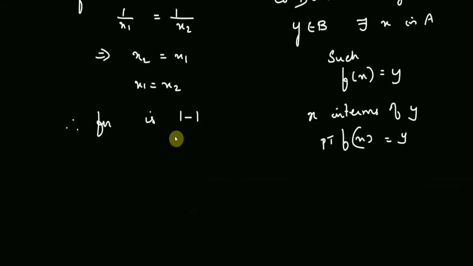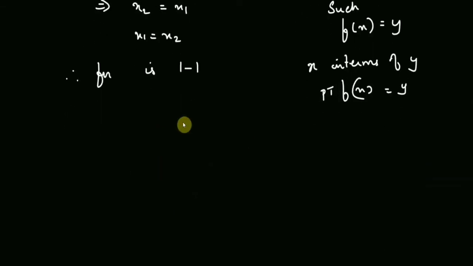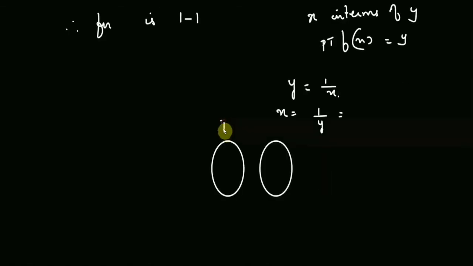To prove onto, the algorithm is: see, the function is y is 1/x, isn't it? So you write x in terms of y. So x is 1/y.